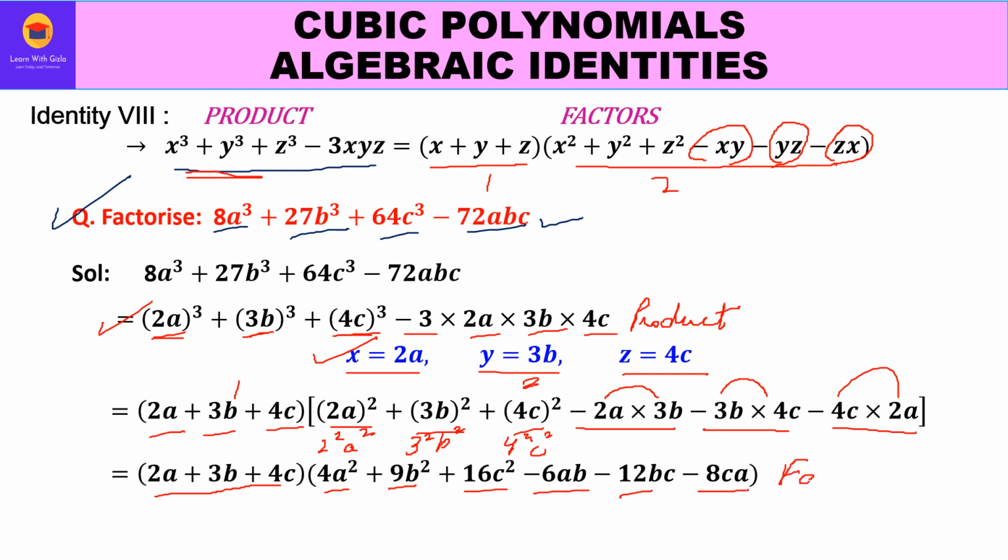These are the factors which we have got. Now we have reached the right hand side of the identity. We started with the left hand side, which was the product, and we reached the right hand side which had the factors. So these are the two factors, right?